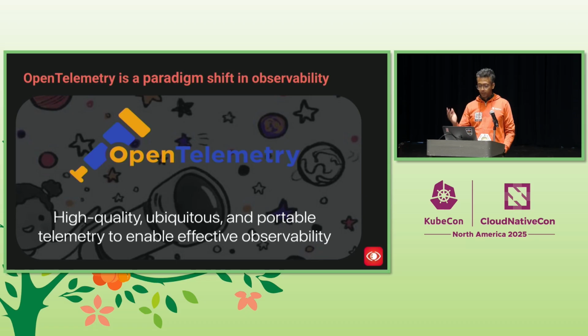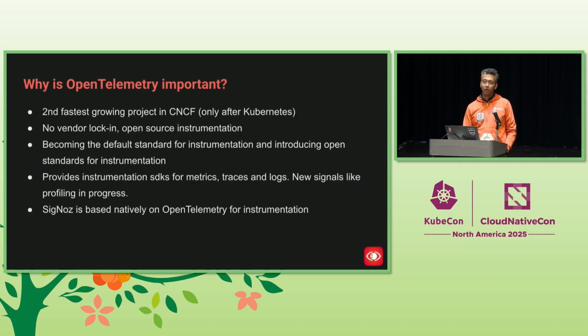And since many of you know about OpenTelemetry, I just want to highlight a few key things. It's today the second fastest growing project in CNCF, only after Kubernetes. And the key value prop it provides is that there's no vendor lock-in. It's a completely open source standard of instrumentation. So if you are vibe coding any app, it makes sense to instrument it with OpenTelemetry and get that telemetry from there.